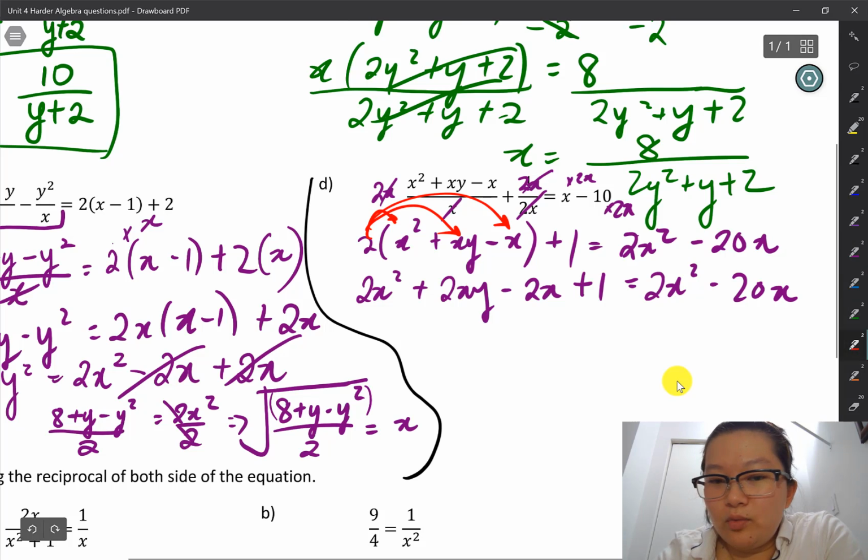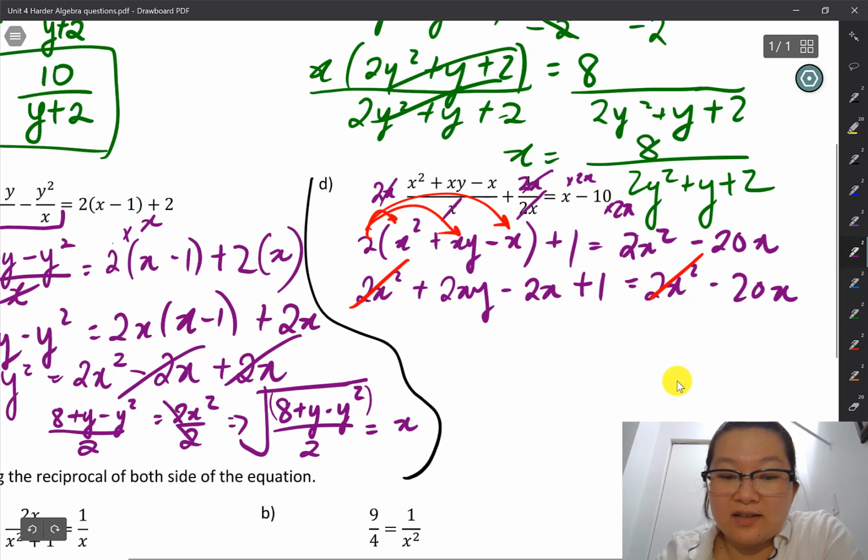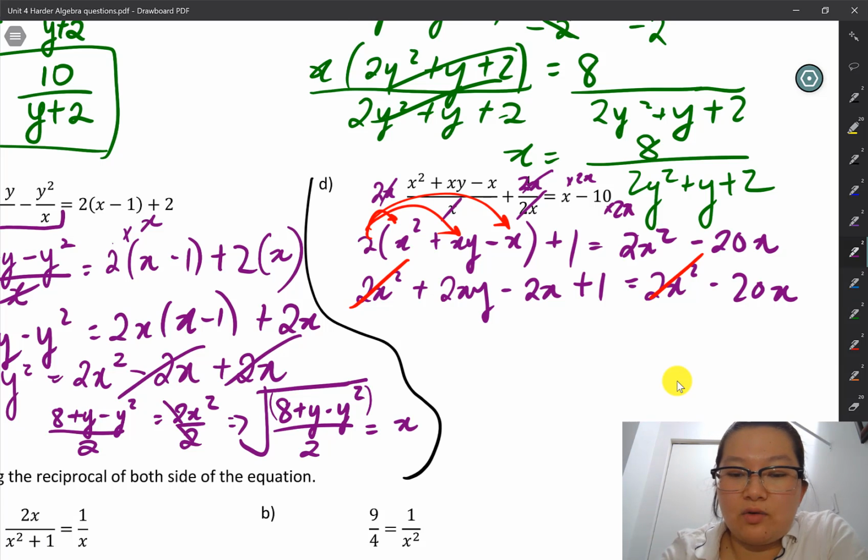Okay? So if you're watching this video, I hope that you will see number connections probably faster now because you've gained some confidence. You can see I have 2x squared and 2x squared here on the other side. I could just easily cancel that out. And really, that's just subtracting 2x squared on both sides of the equation. I am now left with 2xy minus 2x plus 1. And then on the other side, I have minus 20x.